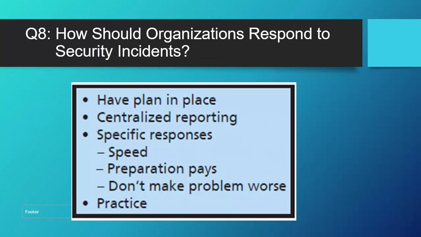So the 8th question is, how should organizations respond to security incidents? Again, you need to be aware of it. You need to have a plan in place should it happen. There probably needs to be some kind of centralized reporting. You need to have certain specific responses for different types of crimes. If you've been hacked, if you got stuff stolen, if it's confidential information, if it's healthcare information. You don't want to do things that are going to make it even worse and lose your credibility with your stakeholders, your customers, your employees, and so on. And so again, have a plan in place.